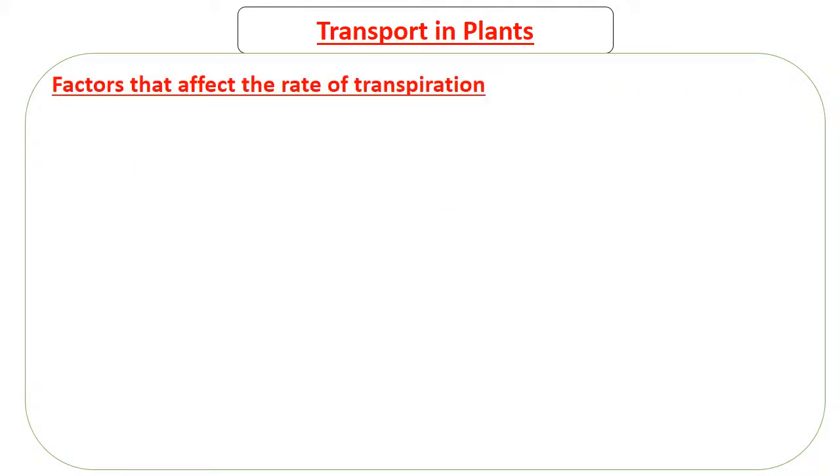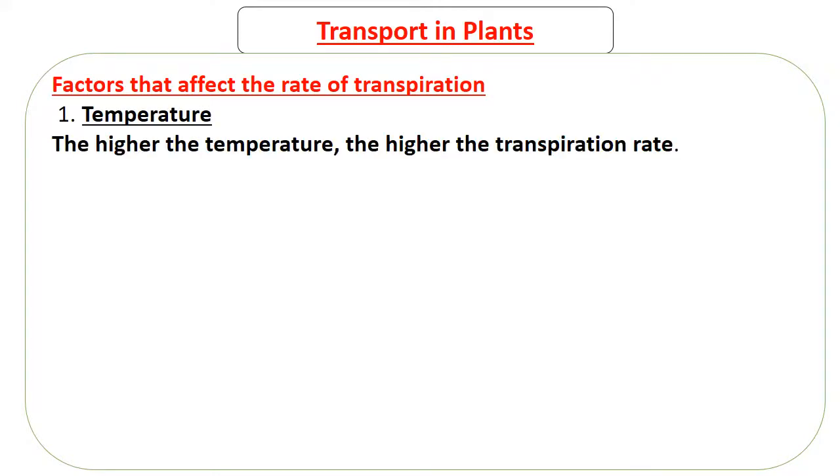So what are some of the factors that affect the rate of transpiration? The first one is temperature. The higher the temperature, the higher the transpiration rate. This can be likened to sweating. When it's hot, you sweat more than when it's not. So the higher the temperature, the higher the rate of transpiration.